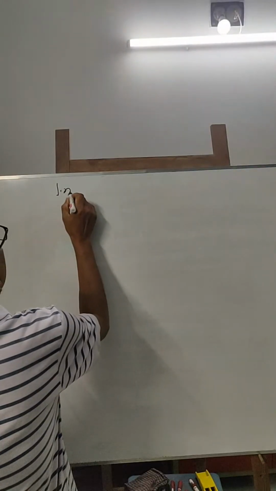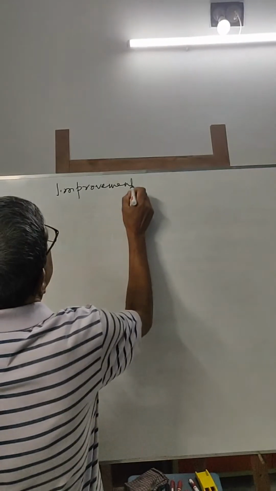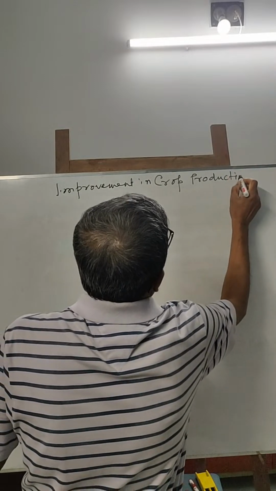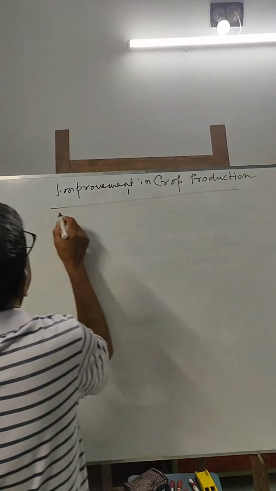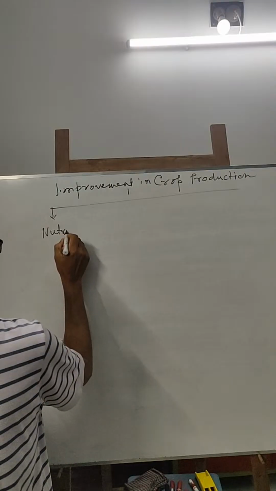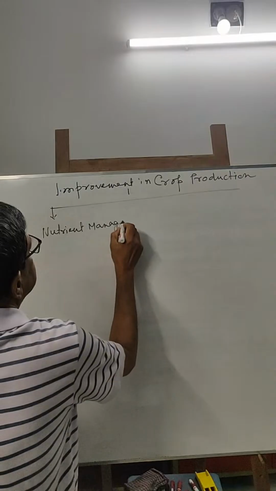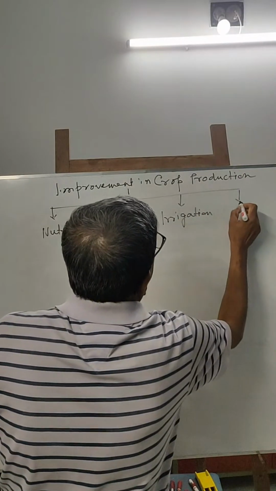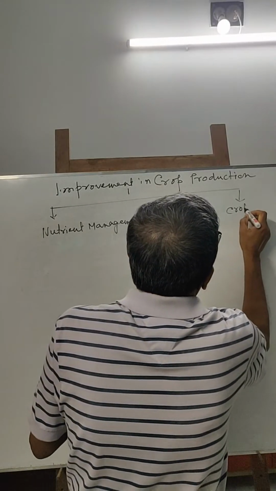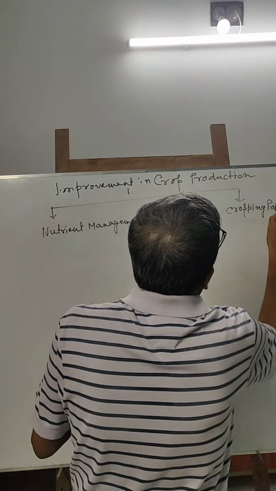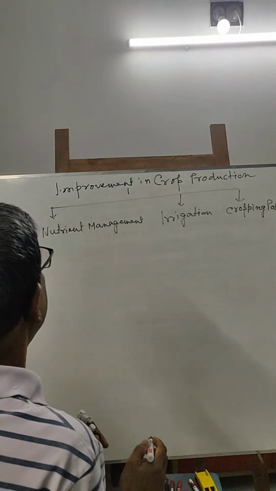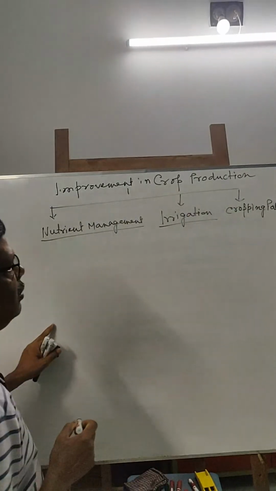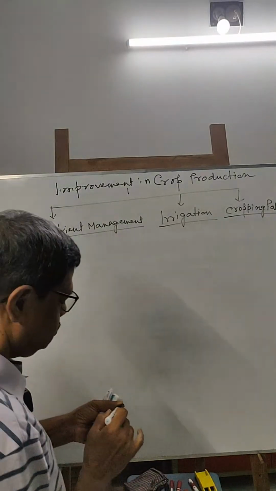Improvement in crop production is divided into nutrient management, irrigation, and cropping pattern. I have discussed nutrient management and irrigation. Today I will discuss about cropping pattern. Clear?